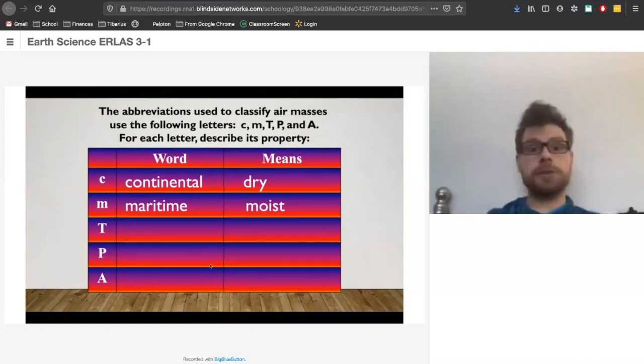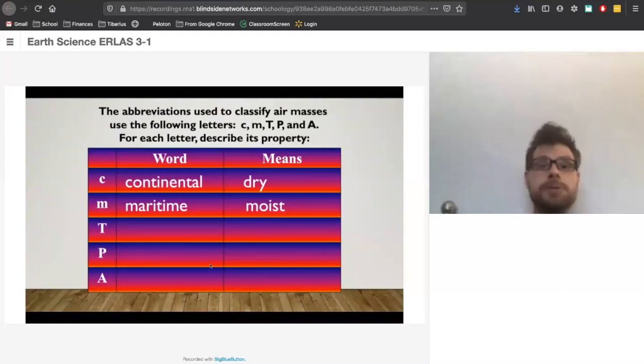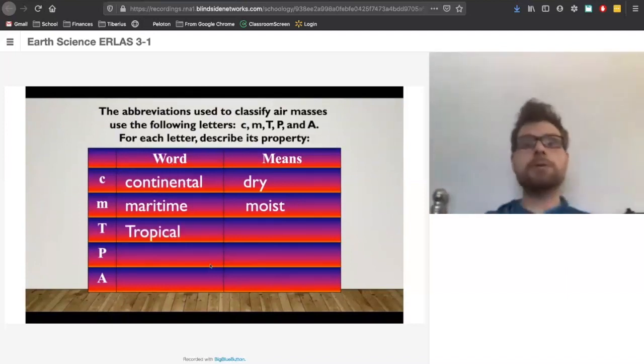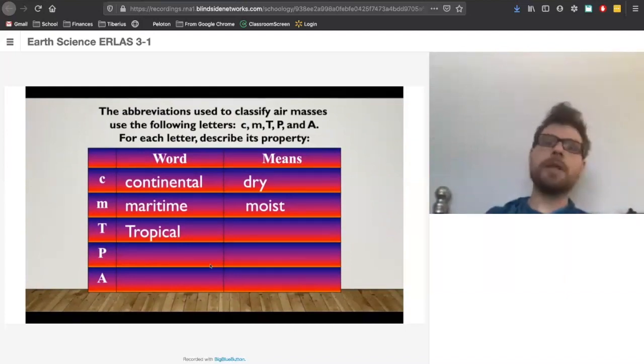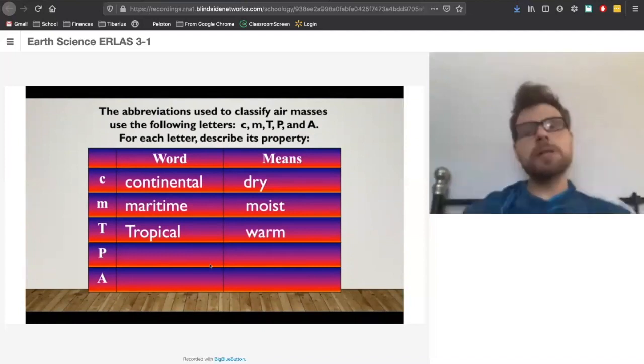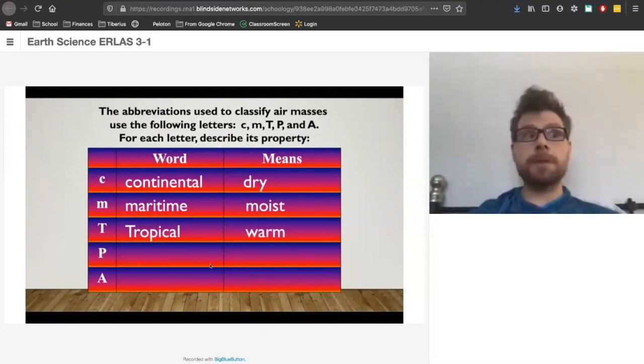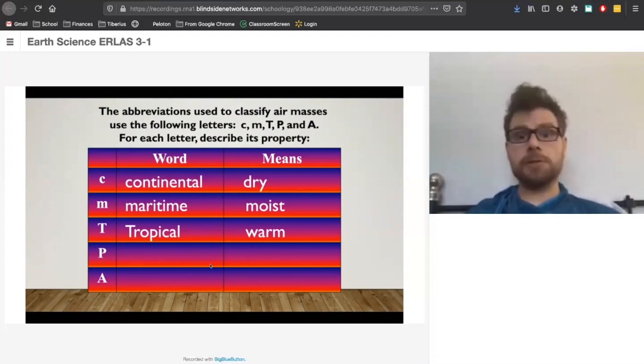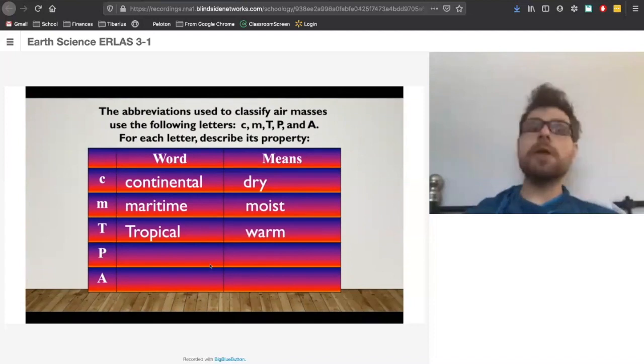T stands for tropical. Yay! You guys think of tropical weather, tropical climates. Tropical is warm. That's a nice, warm place. So an air mass that forms in a tropical environment, let's say the Gulf of Mexico, down by Mexico, it's very warm down there. So that air mass is going to be very warm.